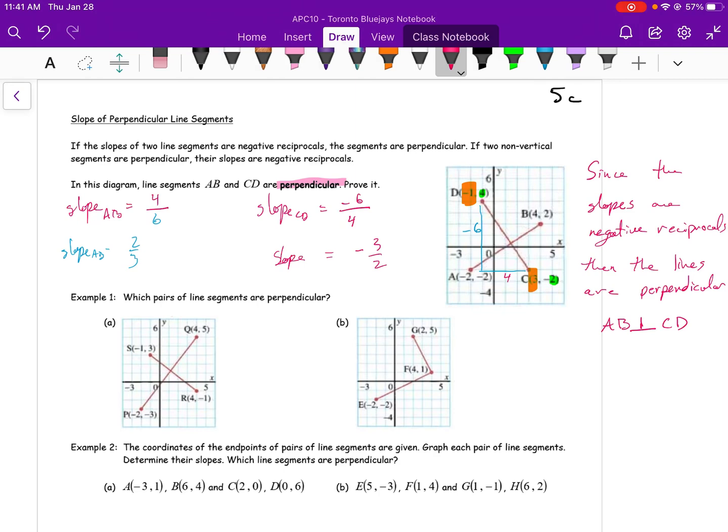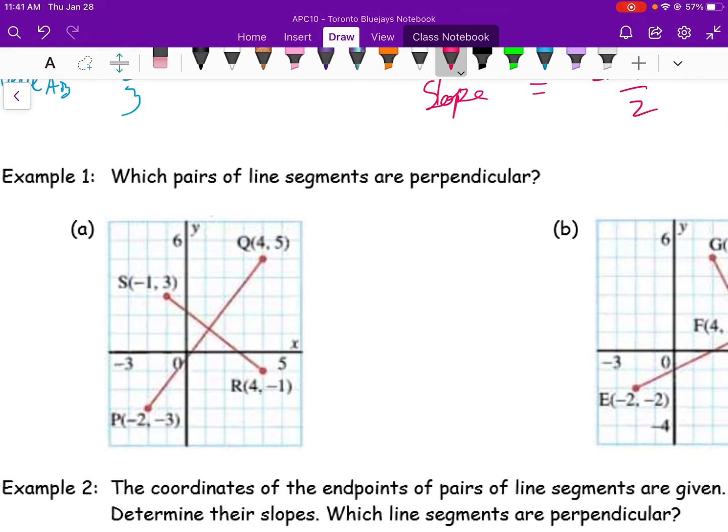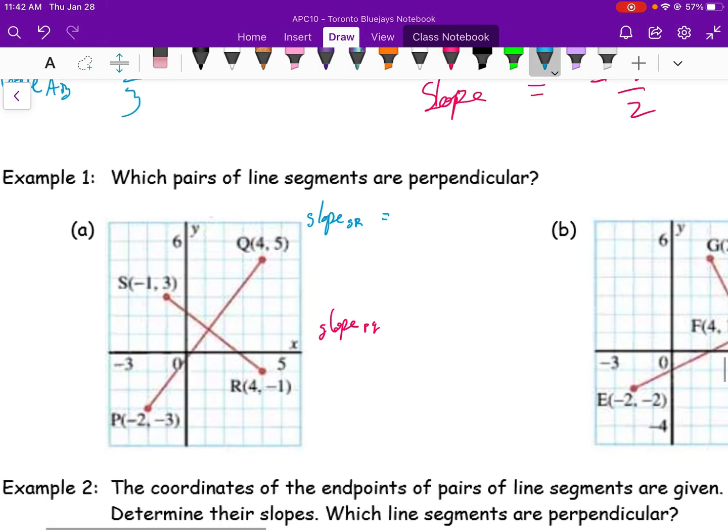So example number 1. Which pairs of the line segments are perpendicular? With this, I can look at my slope of SR, and then I'm going to look at my slope of PQ. Again, I'm going to take a more formula approach to this. Why not? It doesn't really matter, but you should know both methods. yR minus yS divided by xR minus xS.